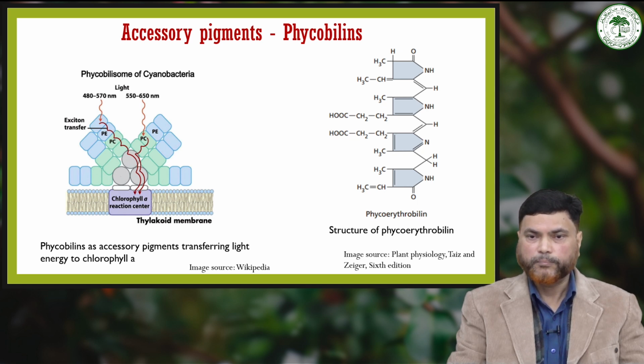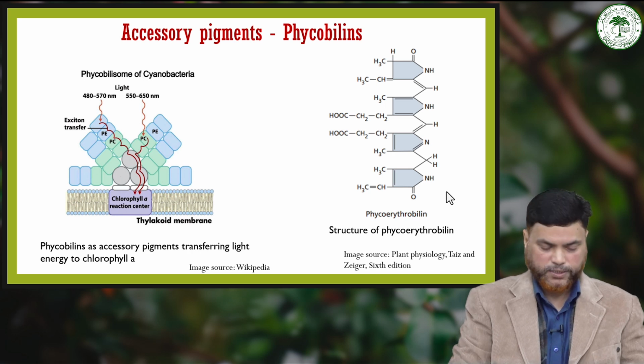There are two major phycobiloproteins, phycoerythrin and phycocyanin. Now these phycobiloproteins aggregate into clusters that adhere to the membrane, called phycobilosomes. Phycobilosomes are present abundantly in red algae and cyanobacteria.